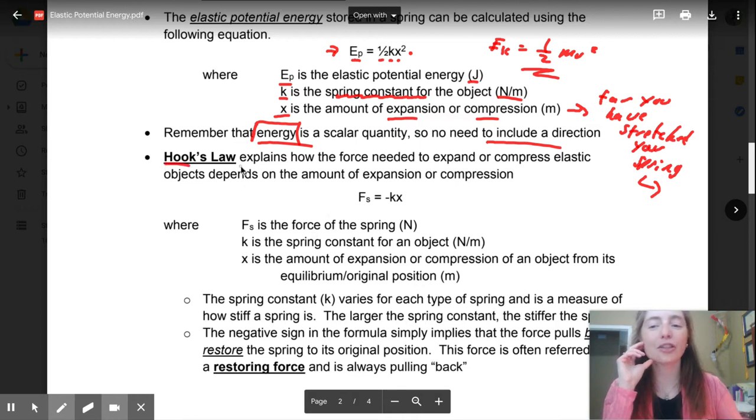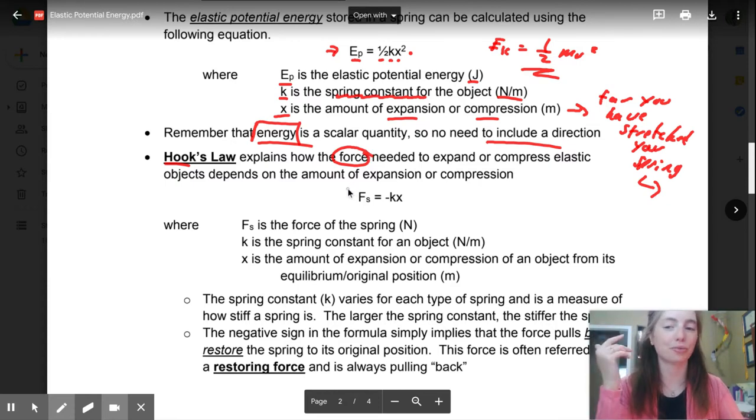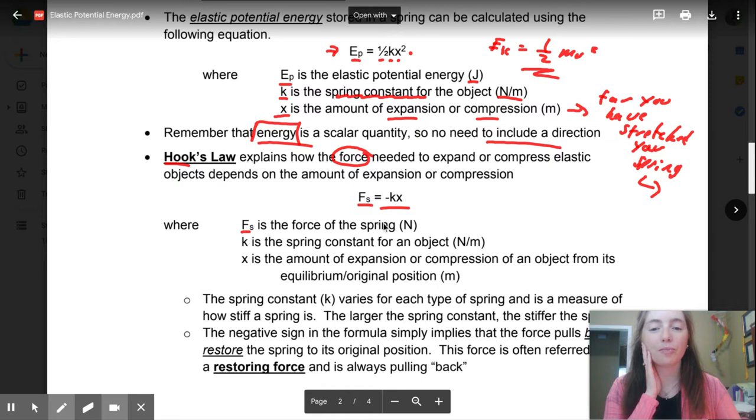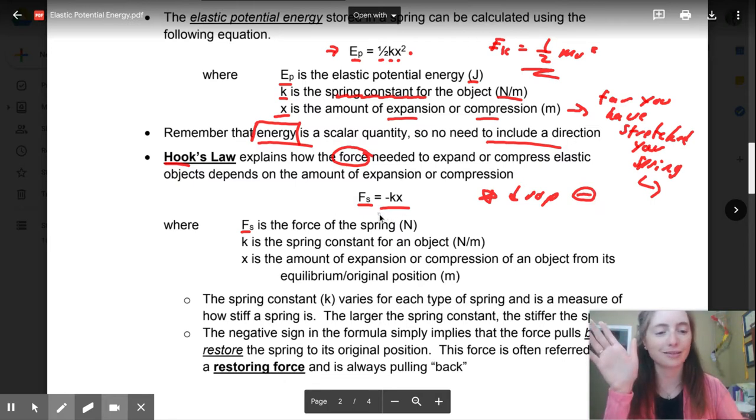All right, so we have another equation we're going to look at. Hooke's law is talking about the force that is needed to expand or compress objects. So Fs is equal to negative Kx. Now, we're going to talk about why we are just going to drop that negative. This is the formal equation, and in all practical uses of the equation, just drop that negative. We'll talk about why that is in just a sec.